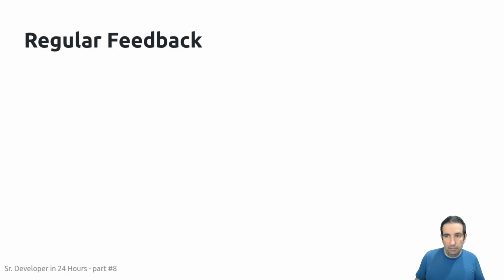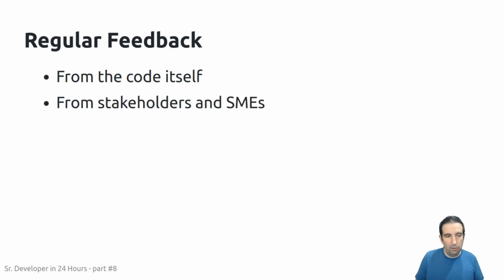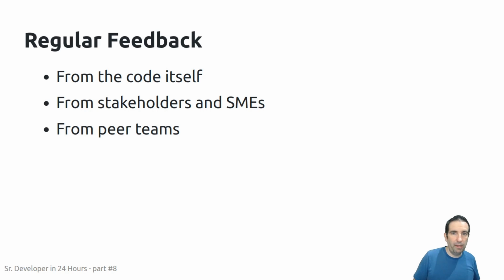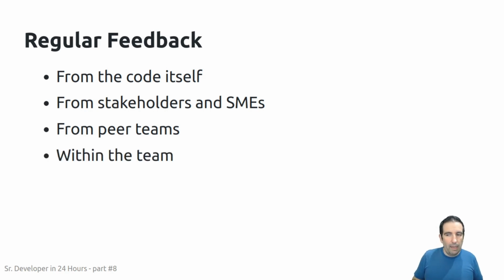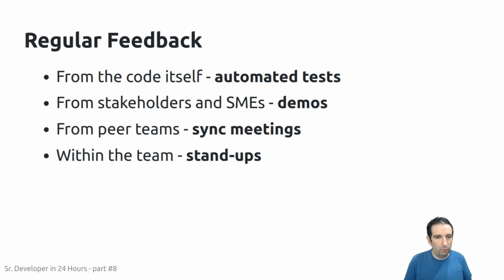We also need to have regular feedback from the code itself, for example, from stakeholders and SMEs, the people that have the domain knowledge of the code that we're writing, from peer teams as we are coordinating to get things done, to get infrastructure stood up, get access to the APIs that they're building, be able to consume components that they have built that we can reuse, things like that. So, we want to be in regular communication with those other teams. And we also want to be in regular communication within our team. And well, how do we achieve this?